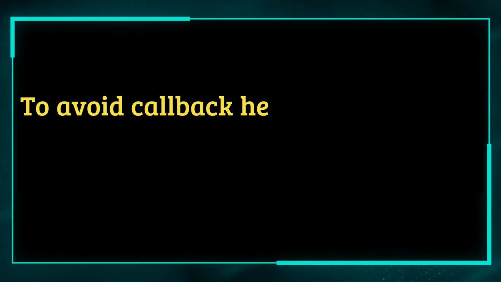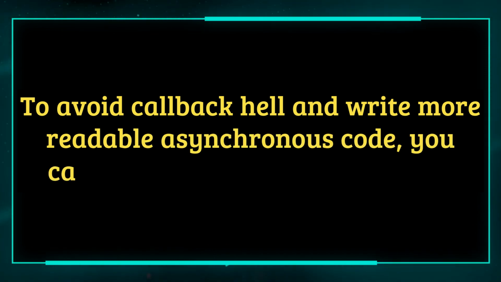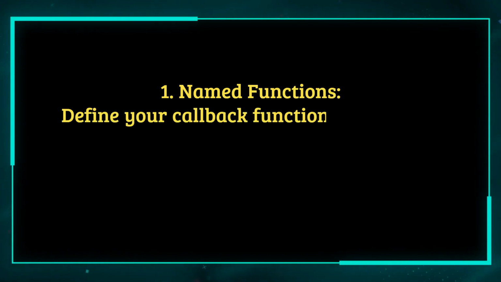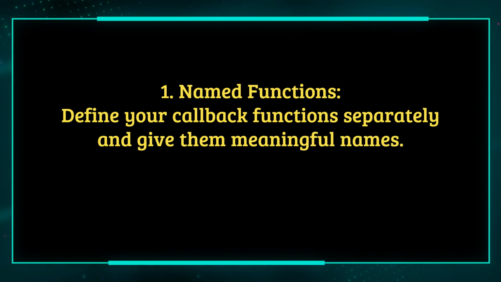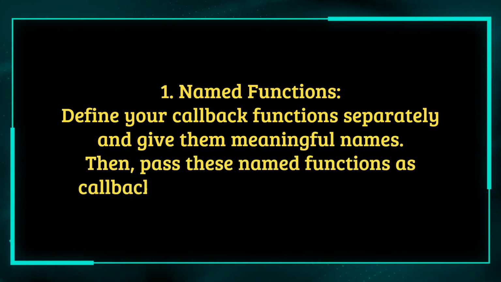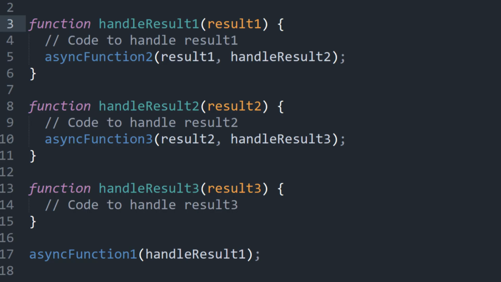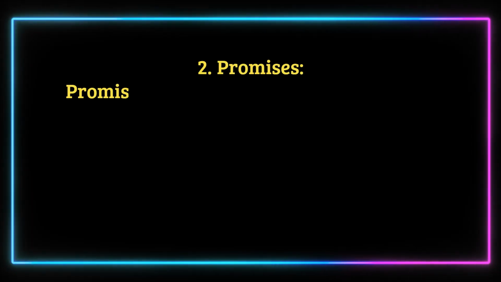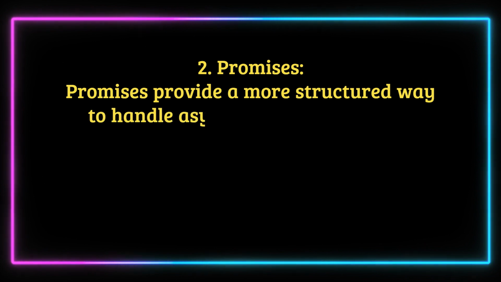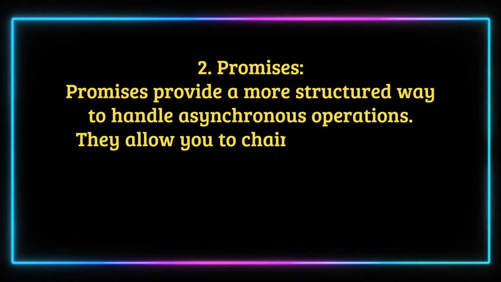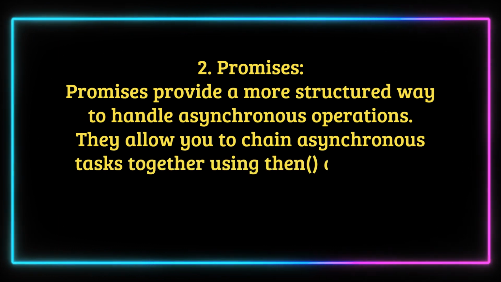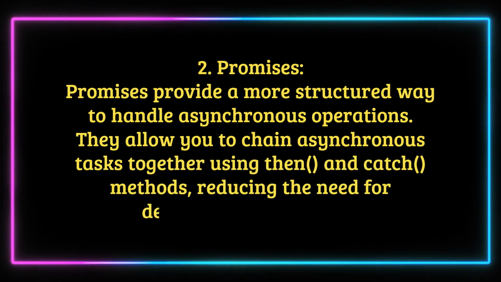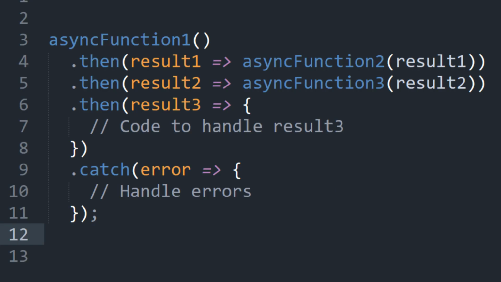To avoid callback hell and write more readable asynchronous code, you can use the following techniques. 1. Named functions. Define your callback functions separately and give them meaningful names. Then, pass these named functions as callbacks, improving code readability. This is the example of how you can use named functions in JavaScript. 2. Promises. Promises provide a more structured way to handle asynchronous operations. They allow you to chain asynchronous tasks together using then and catch methods, reducing the need for deeply nested callbacks. This is the example of how you can use promises in JavaScript.